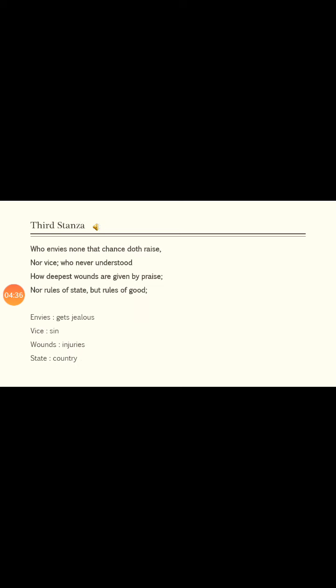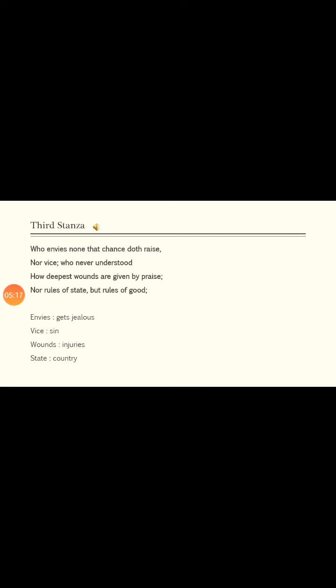Third stanza. Who envies none that chance doth raise, nor vice; who never understood how deepest wounds are given by praise, nor rules of state, but rules of good. In this stanza, the poet elaborates on the noble man who is spending a happy life, and his heart is free from jealousy. He is not a crooked man. He does not get jealous of anyone in this world, even of those who are flourishing by wrong means.